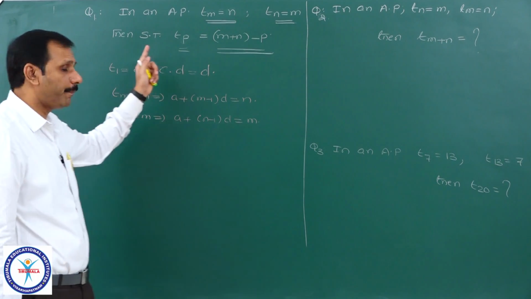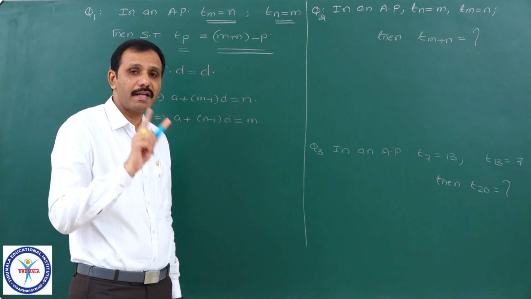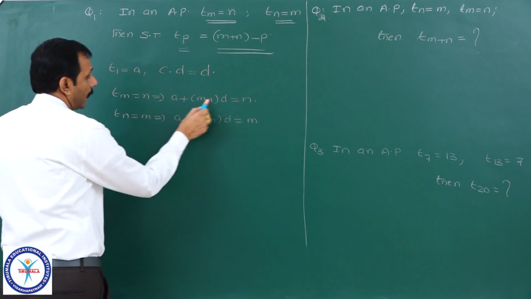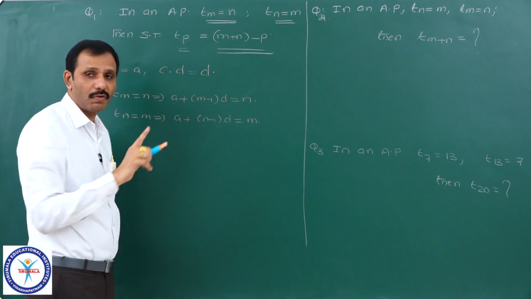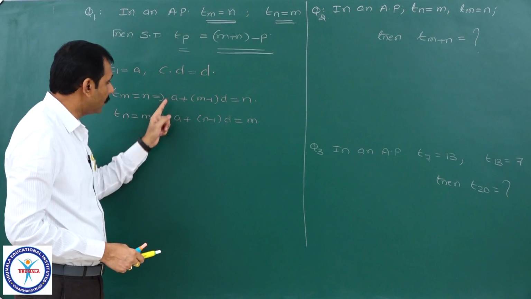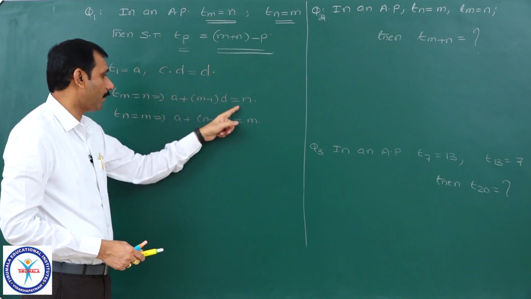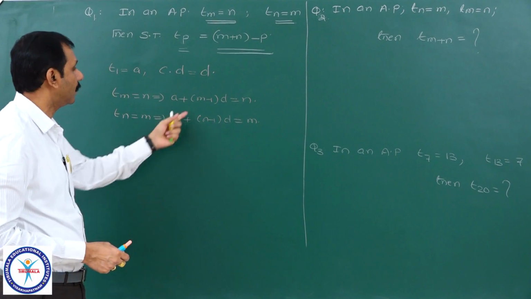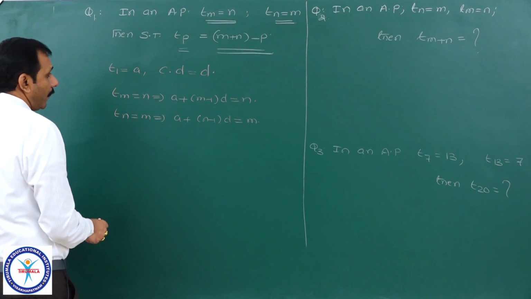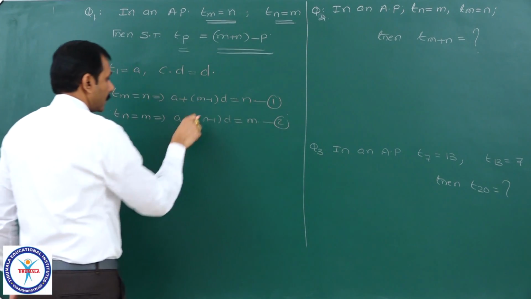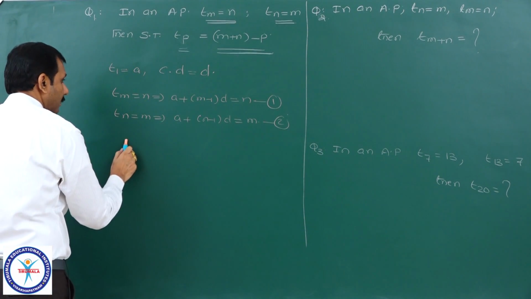See, to find the pth term means I need the A value and d value. Therefore, two equations are there and two unknowns, A and D. They have given m and n. Here what are the unknowns? A and D only. Two equations in terms of A and D means you can find A and D in terms of m and n. How to find them? Let me take this equation as 1, this as 2. Subtract these two, A will get cancelled.